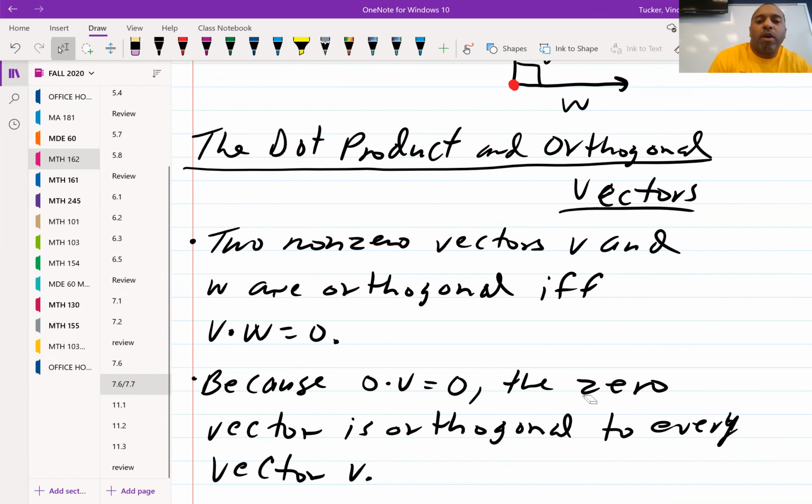All right, so the dot product and orthogonal vectors. Two non-zero vectors, v and w, are orthogonal if and only if, that's what iff is short for, if and only if the dot product of v and w is equal to 0. Because the dot product of the zero vector and v is equal to 0, the zero vector is orthogonal to every vector.